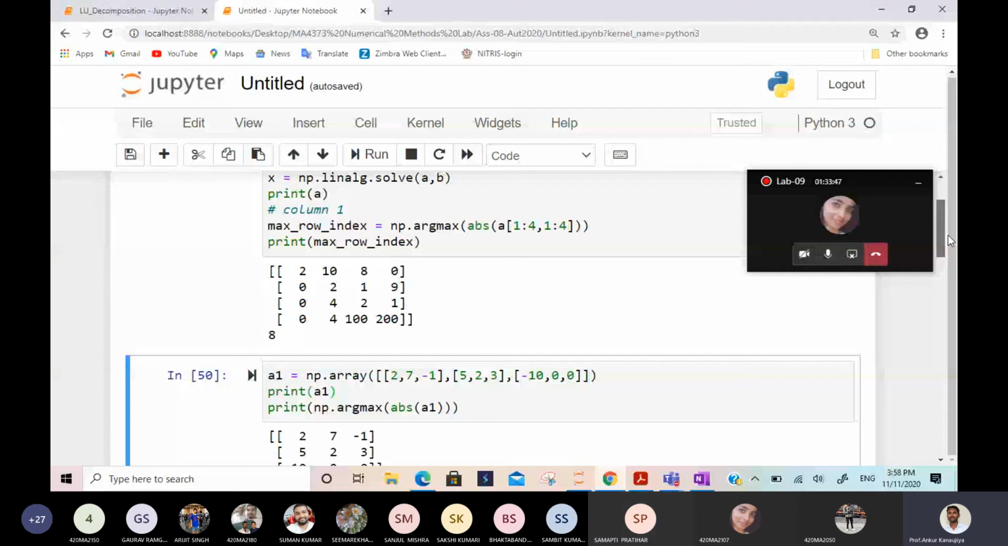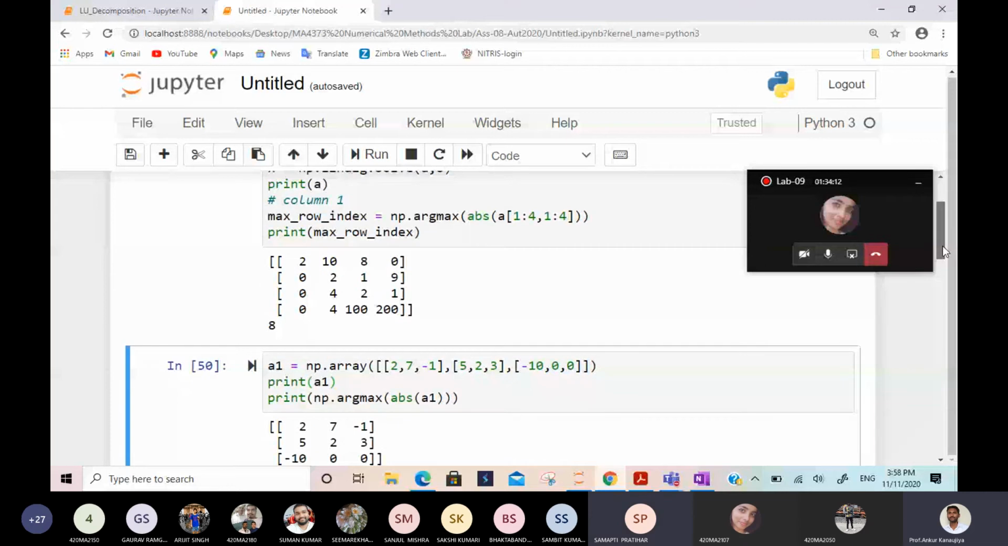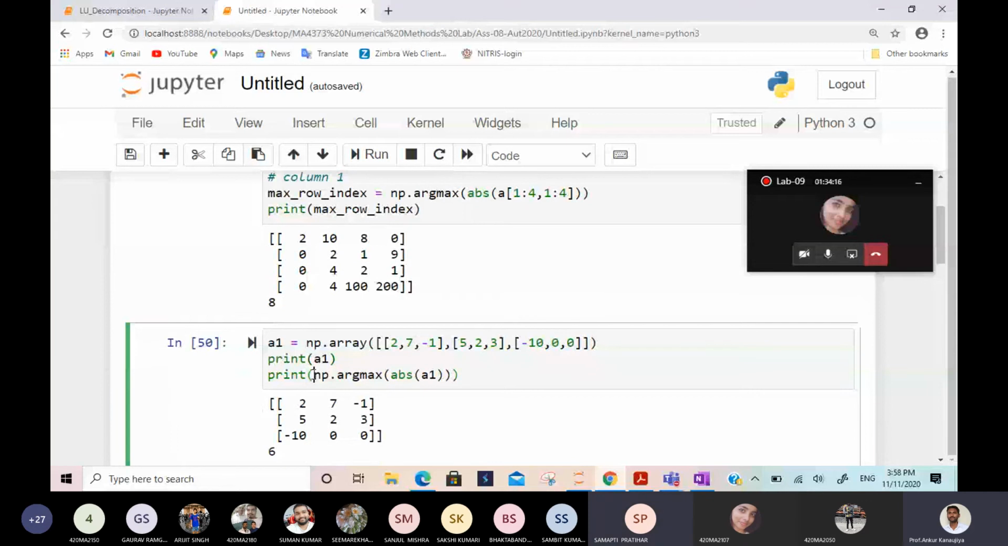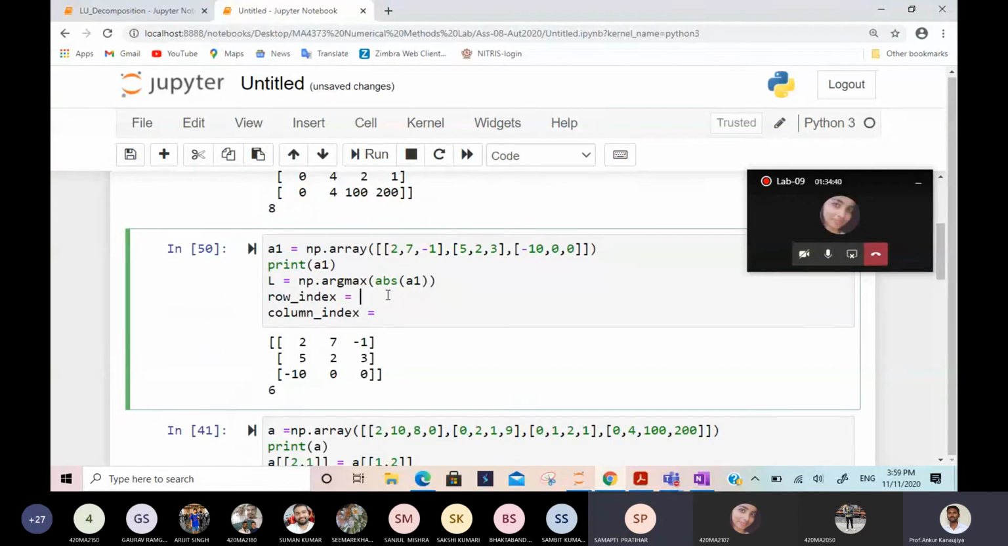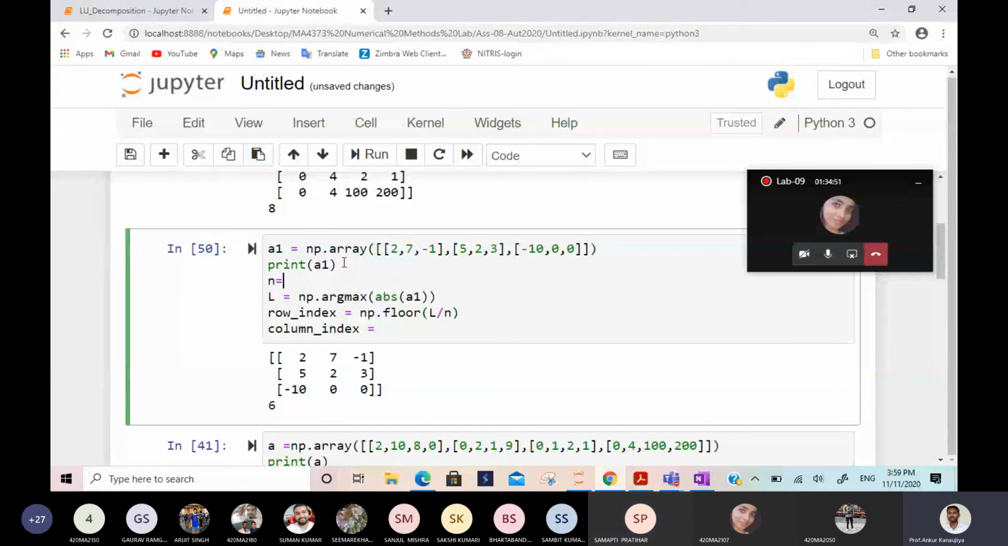So here I am writing the row index, and I will write the column index also. Once you get this, suppose this entry is a capital L, then the row index, it is the maximum row index anyway, and the column index you can get by using the floor function, np dot floor of L divided by n, where n is the size of the matrix. So here in this case n equals 3.